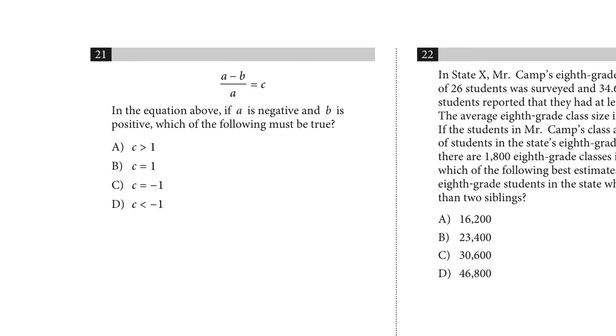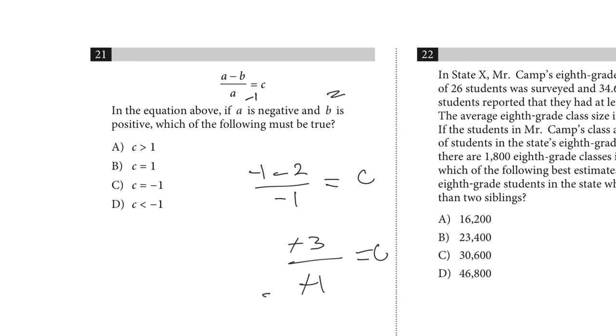Okay, 21st. In the equation above, A is negative and B is positive. Which of the following must be true? Let's just write this down for reference. If this is a negative number and a positive, which of the following must be true? So -1 and positive, -3 by A, and this is negative. So we'll have -3, in this case by -1, which is C. So it's giving us a positive answer.